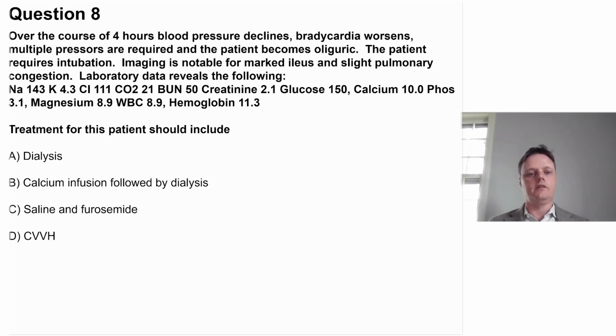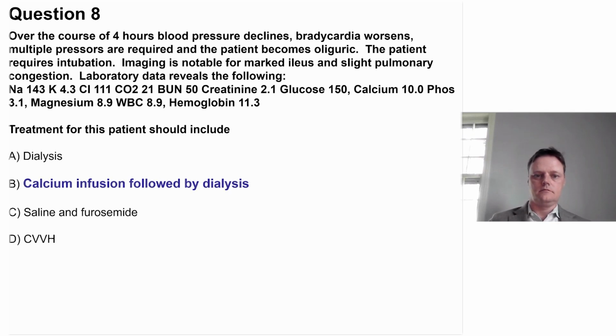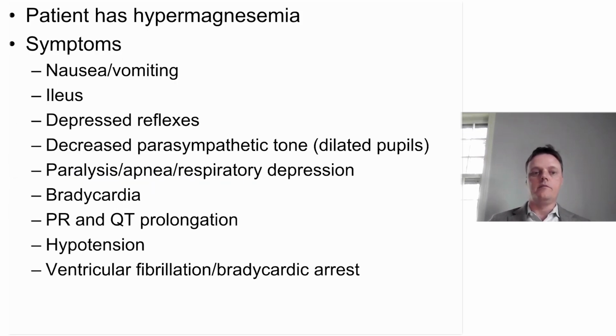Treatment for this patient should include A, dialysis, B, a calcium infusion followed by dialysis, C, saline-infused furosemide, or D, CVVH. The answer here is calcium infusion followed by dialysis. This patient has severe hypermagnesemia.